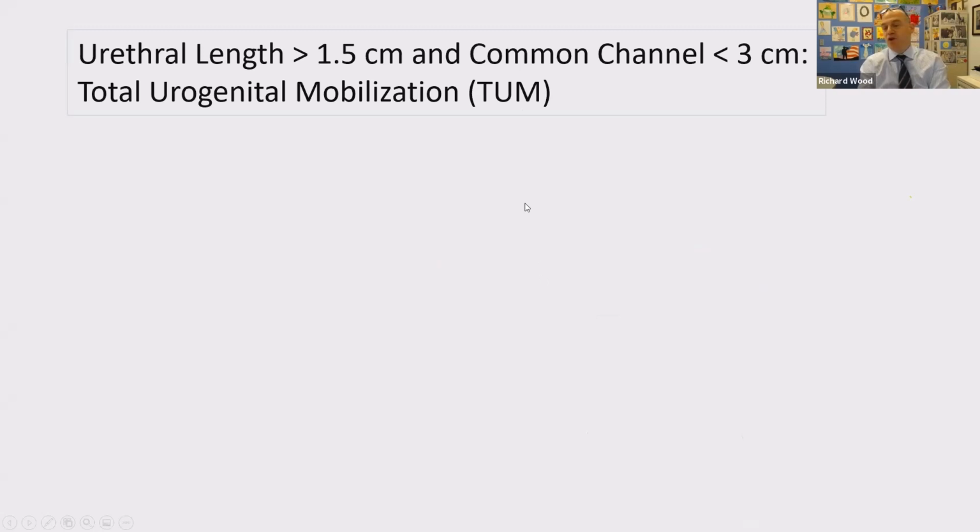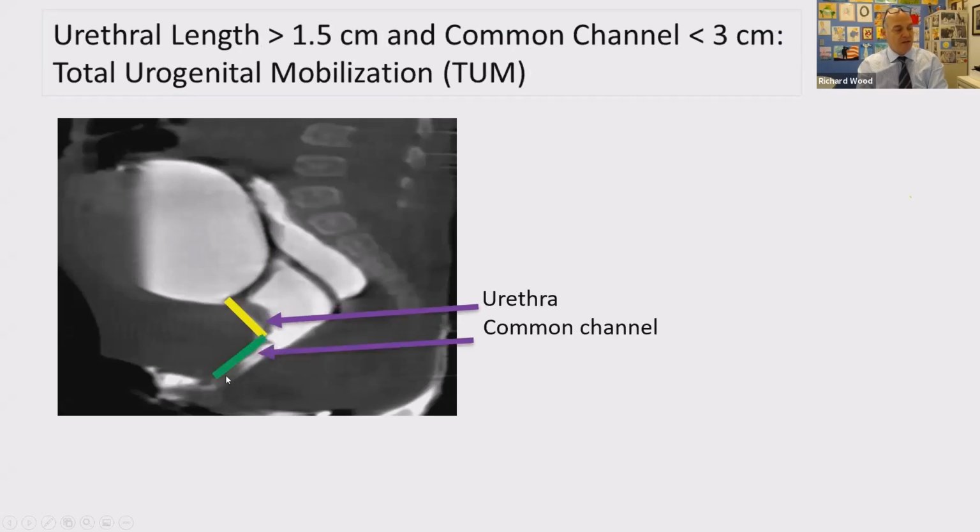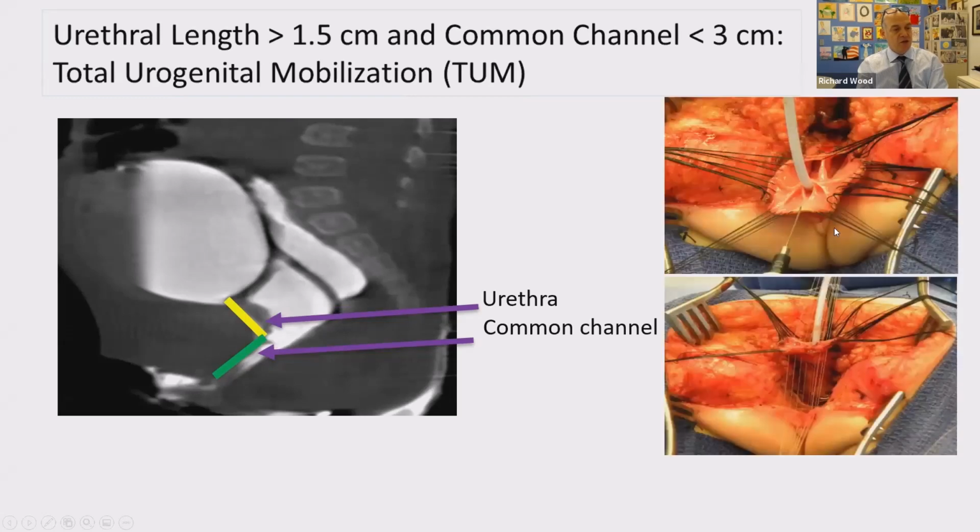So if you do your examination and you find the patient has a urethral length of more than 1.5 centimeters and a common channel length of less than 3 centimeters, then we believe the surgery you should offer, so again, urethral length of more than 1.5, common channel of less than 3, is a total urogenital mobilization. And we're going to talk much more about the technical parts of the surgery next time, but I just wanted to make sure we understood what I meant.